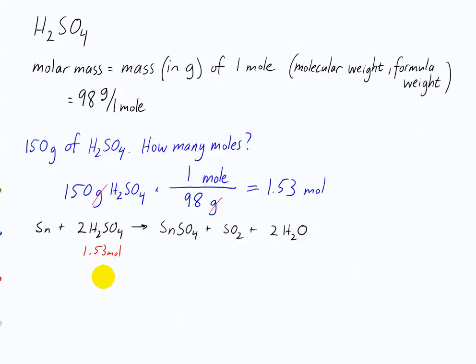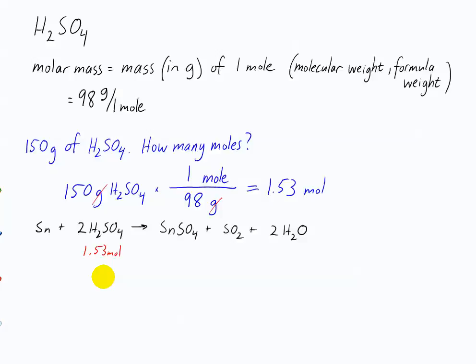The equation, those coefficients we came up with in the balancing, are so important because they told us that we need 2 molecules of sulfuric acid for every 1 of tin, which also means we need 2 moles of sulfuric acid for every 1 mole of tin. So if we have 1.53 moles of sulfuric acid, how many moles of tin would we need? Or, if you don't have an exact number, how many relatively? Yeah, you need half of it, right?